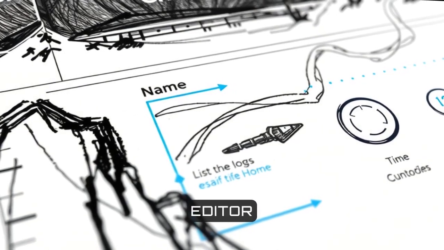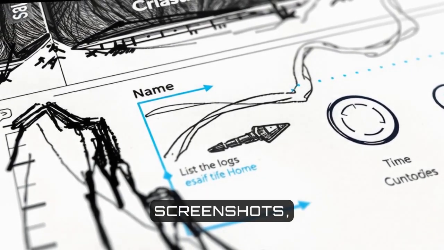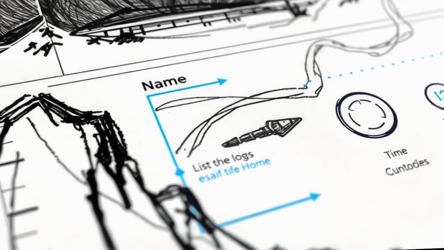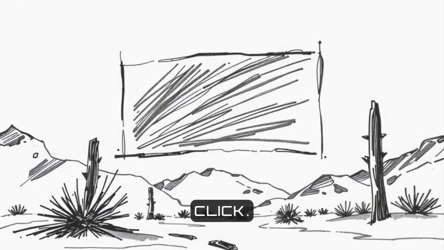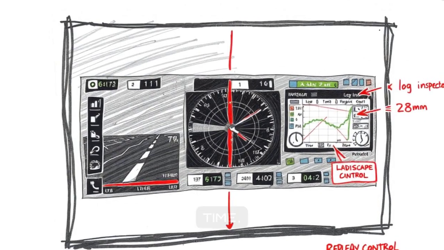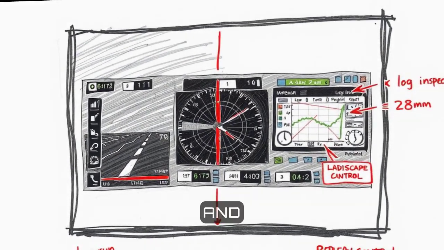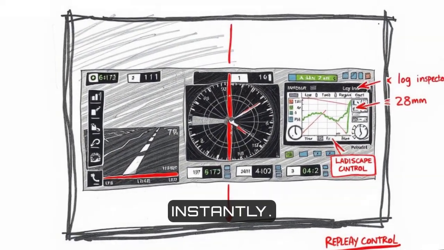Open the workflow editor: clean UI, live screenshots, and animated callouts. Choose a template, tweak parameters, and test with one click. Monitor runs in real time, inspect logs, and replay failed steps instantly.